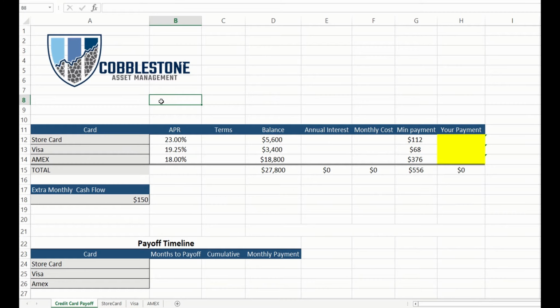So in our example, we have someone who has racked up 3 cards. First one is a store card, balance of $5,600, APR of 23%.